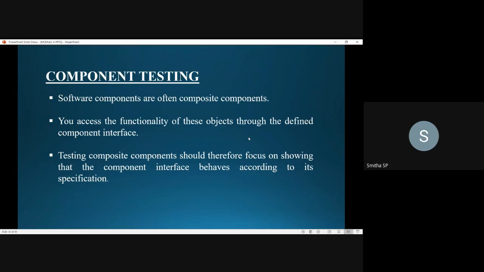This is why component testing is done, because the main intention of component testing is to check whether the interface between the components is behaving according to the specification or not. So this is the main intention of component testing.